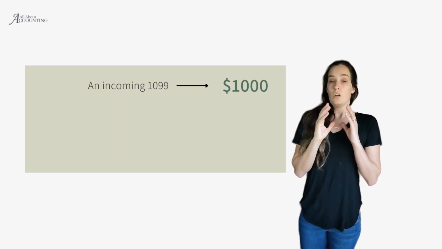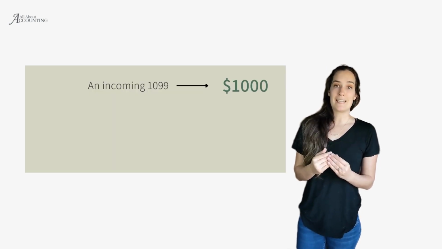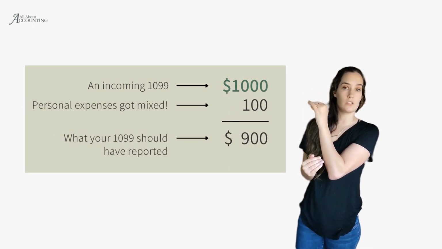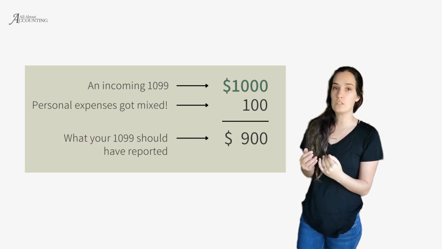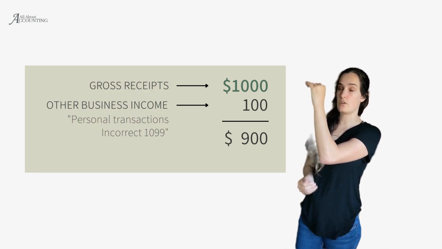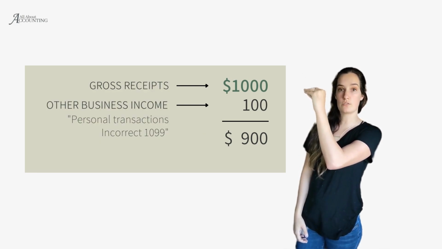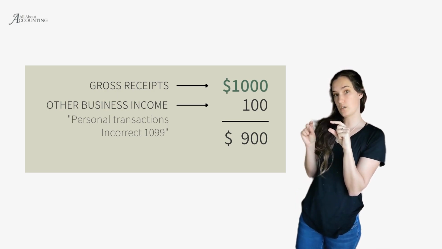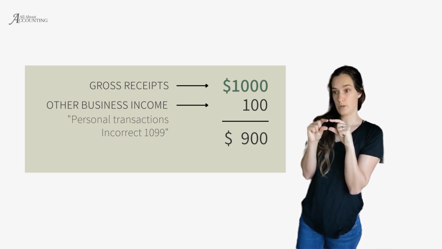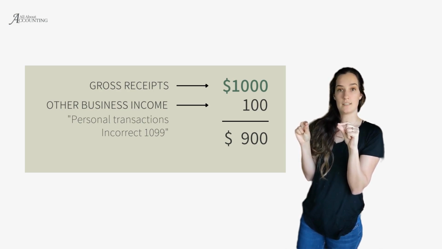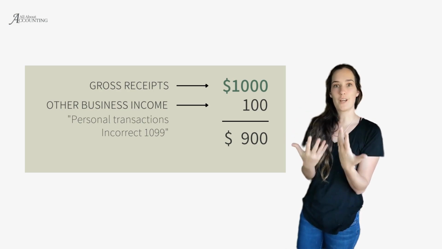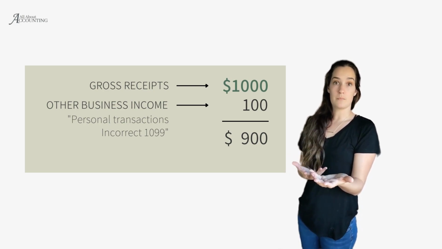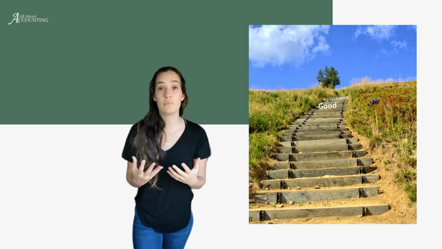So as an example, if you had a 1099 that was $1,000, but you recognize that $100 of that was personal, you would need to report $1,000 as gross receipts on your tax return, and then as other business income, you would put $100 as personal transactions incorrect 1099. That's going to net out to the correct amount, which was the $900 that you were expecting, but something was amiss.